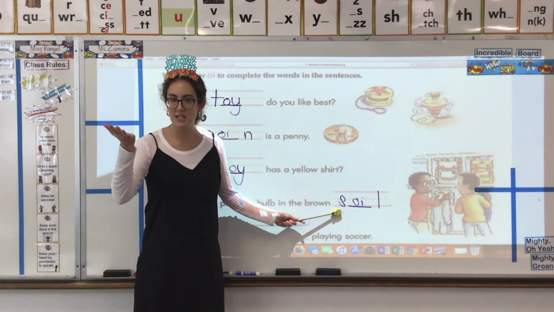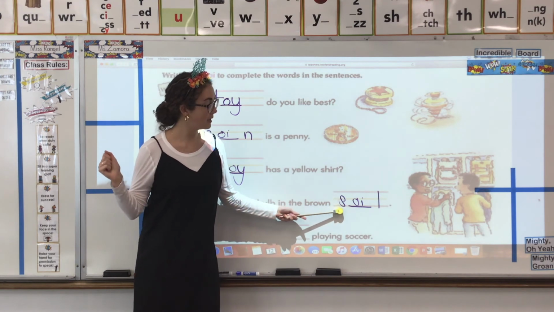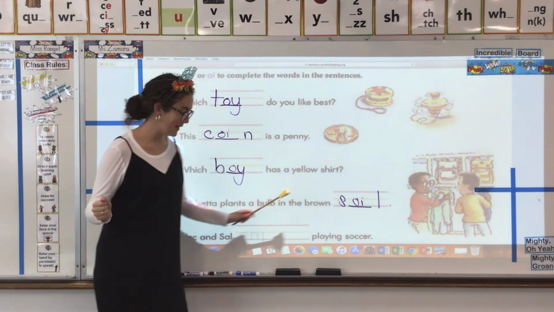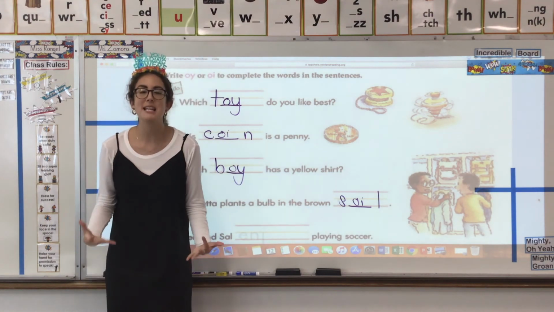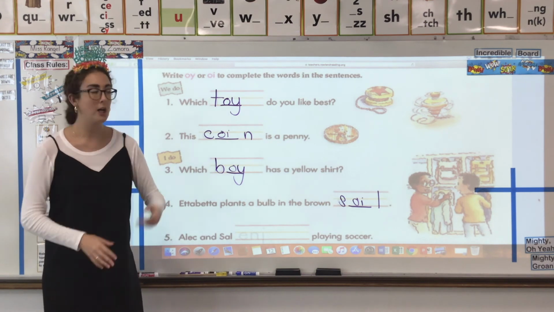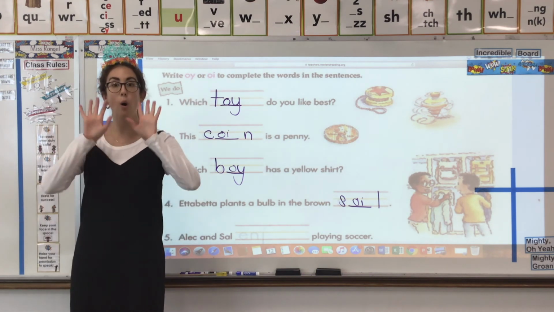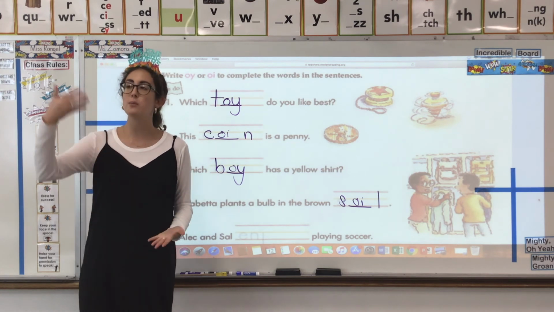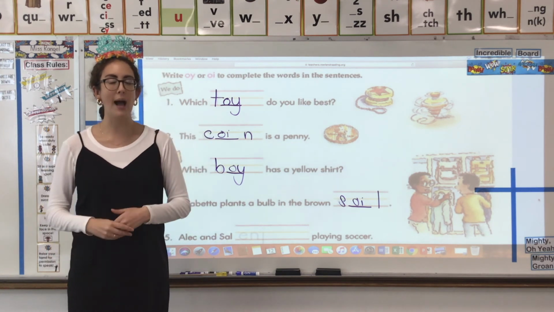So what word did we just spell? Can we read it? It's soil. That's the ground. It's soil. Good job, second grade, looking for where the oi sound is in the word to determine if we're going to spell it with O-I or O-Y.